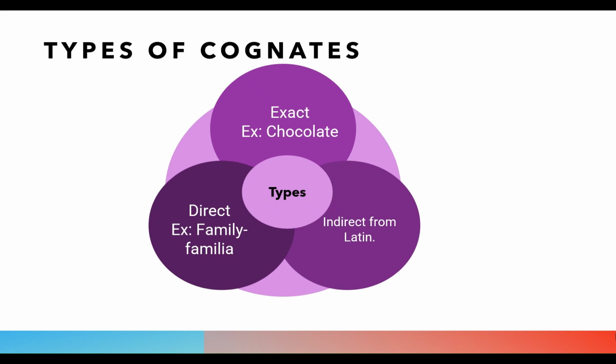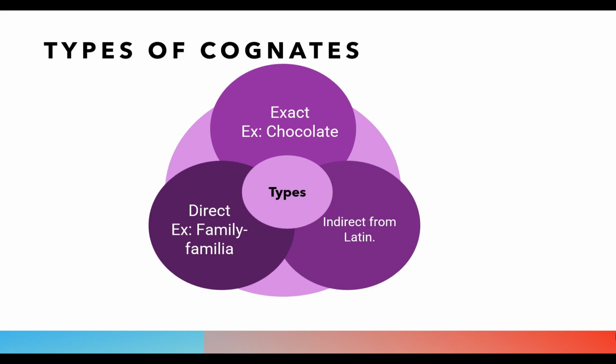For example, chocolate in Spanish is chocolate. As you can see, it's written the same way in both languages, but just the pronunciation changes. Then we have the direct cognates. That means that they are very similar, just the ending changes a little bit. For example, we have family, and in Spanish we have familia.